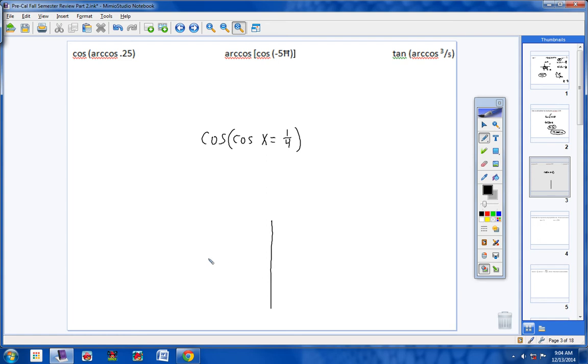Cosine deals with quadrant 1 and quadrant 2. This is a positive 1/4, so I know I'm in quadrant 1. So I'm going to draw my triangle like this. Here's my angle x. Got it? Cosine is adjacent over hypotenuse. And so this would be square root of 15 right here, using Pythagorean's theorem.